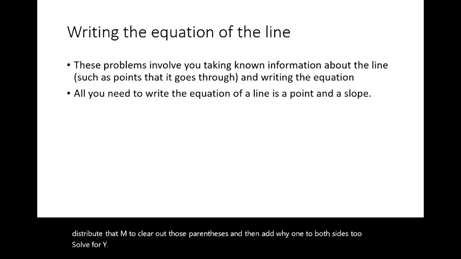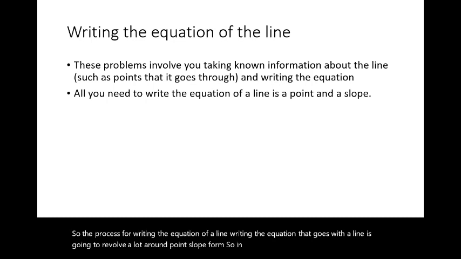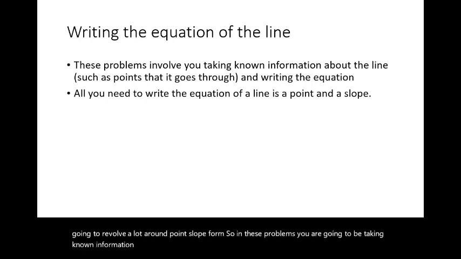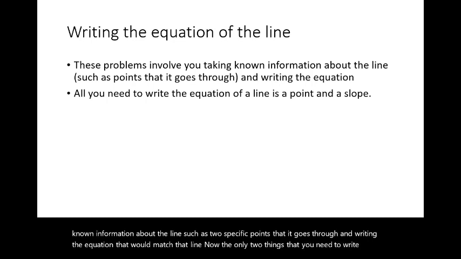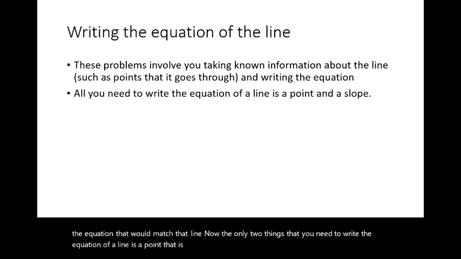So the process for writing the equation of a line, writing the equation that goes with a line, is going to revolve a lot around point-slope form. In these problems, you are going to be taking known information about the line, such as two specific points that it goes through, and writing the equation that would match that line. Now, the only two things that you need to write the equation of a line is a point that is on the line and a slope. So as long as you have one single point and you know the slope, or you have enough information to figure out the slope, you can use point-slope form to write the equation of a line.